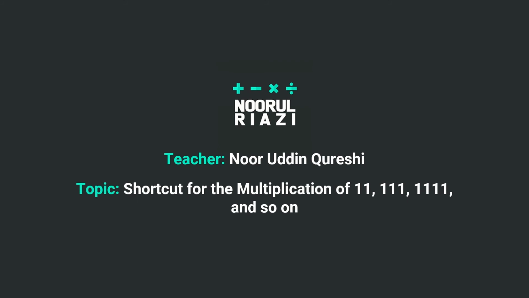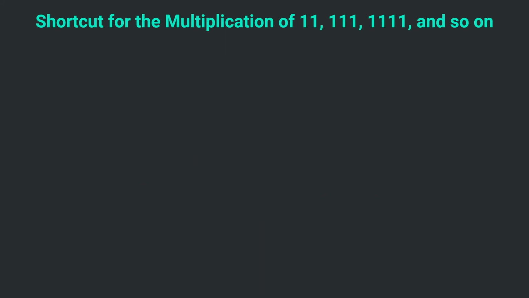And today we will learn the shortcut for the multiplication of numbers with a series of ones only. That means multiplication by 11, 111, 1111 and so on. So let's start with our first example.